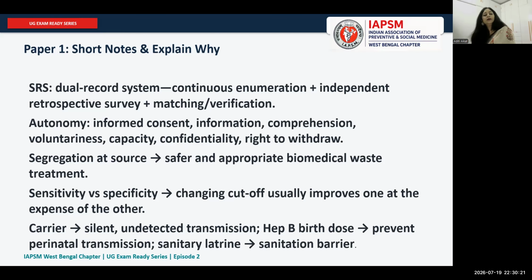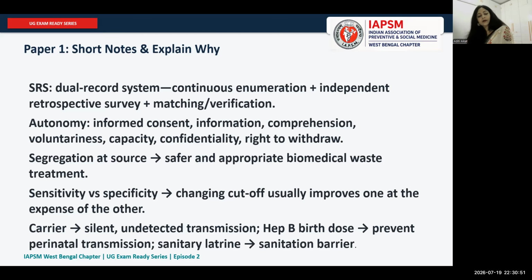Now, another question that had come here was, carrier is more dangerous than cases. Well, you are all aware of the iceberg phenomenon of diseases. So carriers are silent, undetected transmitters, and it leads to a menace even before we know.